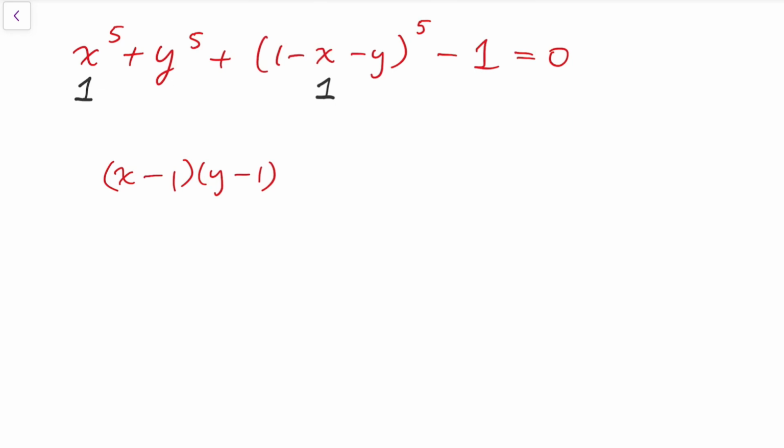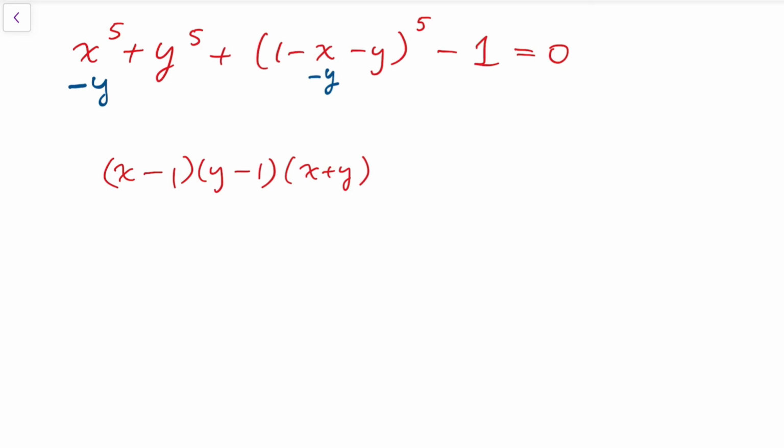Now at the same time, if I replace x by minus y, the first two terms will cancel out, and for the last two terms we'll have 1 to the power 5 minus 1. So again, x plus y is also a factor. So now for a polynomial of degree 5, we've found a factor of degree 3. So what remains should be a polynomial of degree 2.